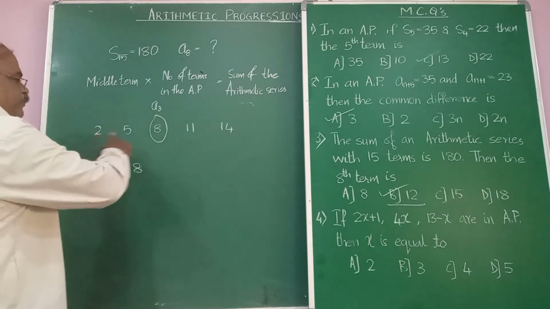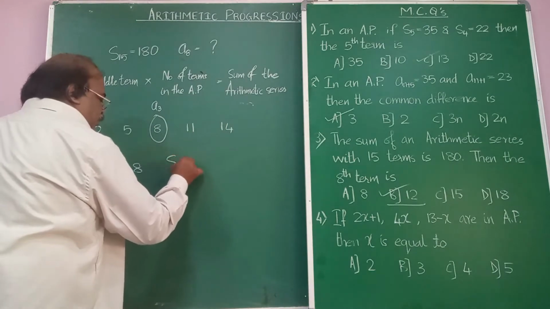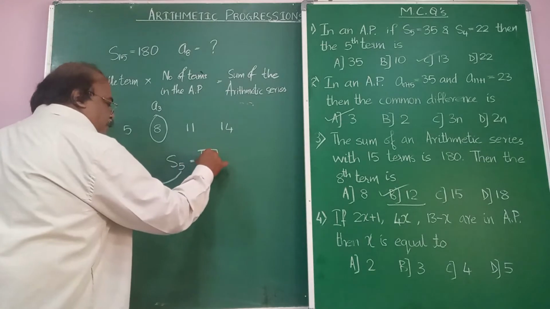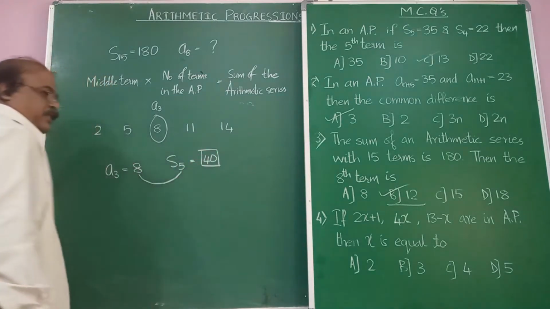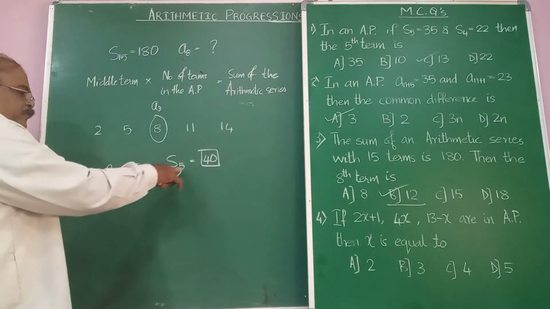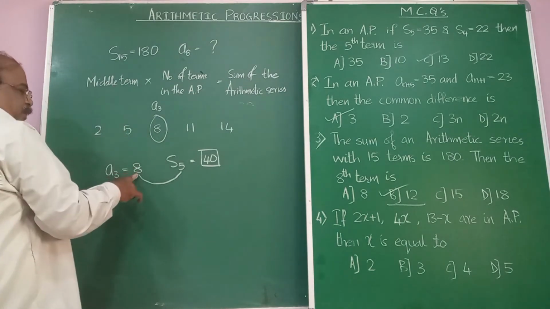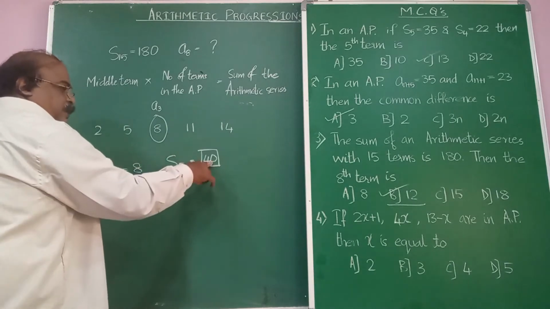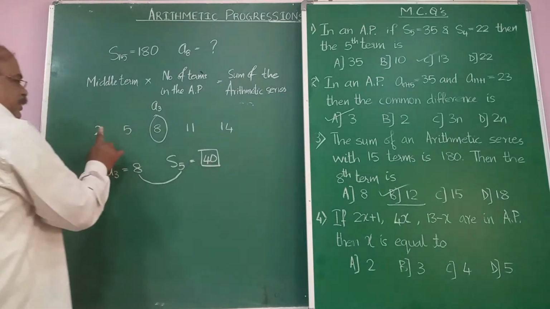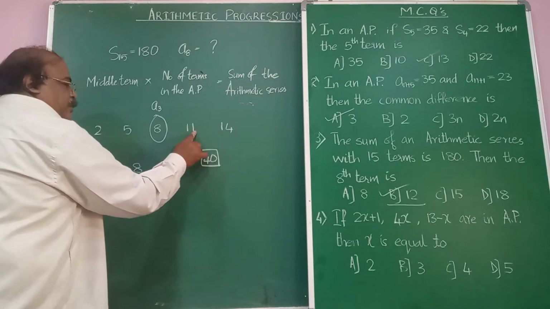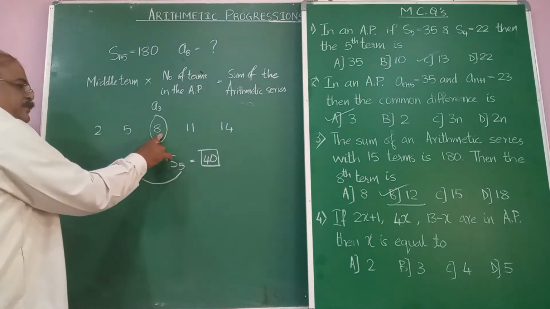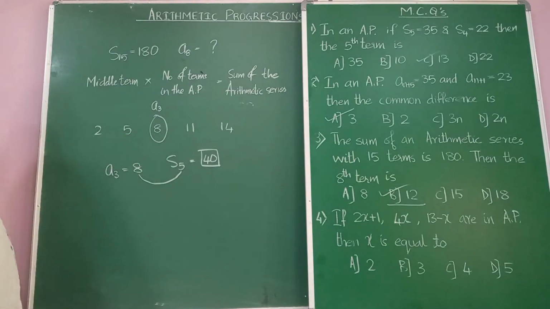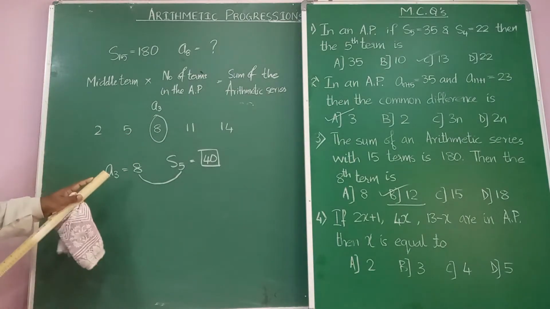So what will be the sum of these 5 terms? 8 into 5, which is 40. The middle term is 8. The number of terms in the arithmetic series is 5. 8 5s are 40. Let me check. 14 plus 11 is 25. 25 plus 8 plus 2 is 35. 35 and 5 is 40. Is the concept clear?